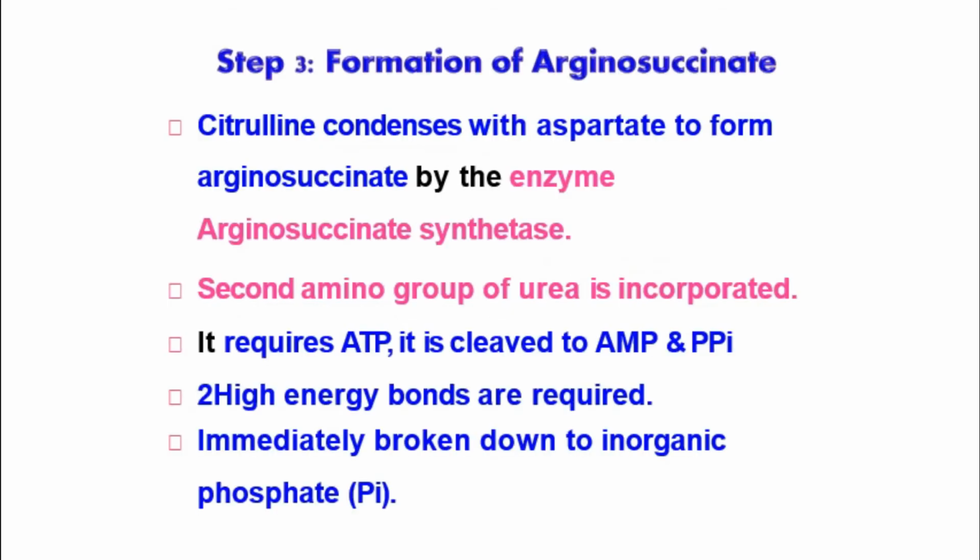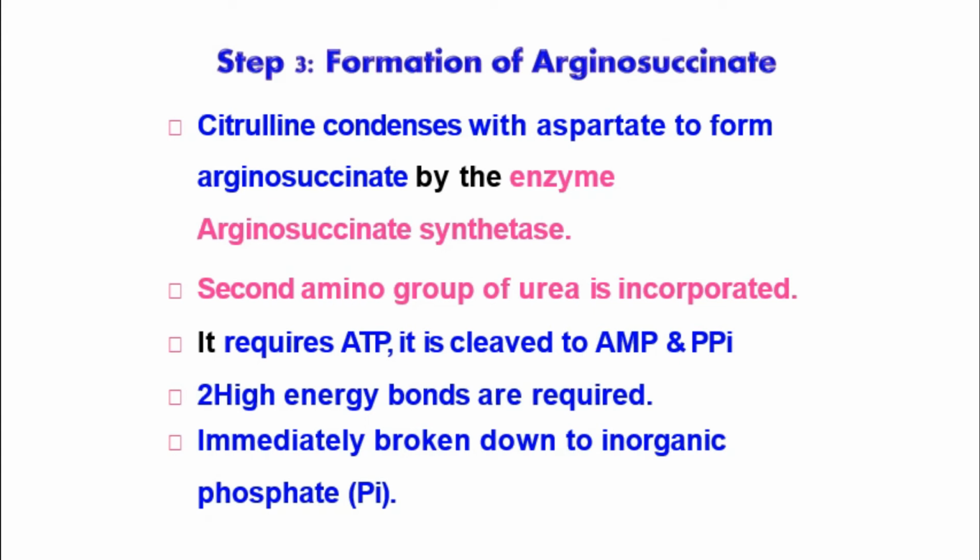Okay, the third step is formation of arginosuccinate. Now how will this be done? By condensing citrulline with aspartate. The enzyme that helps in this reaction is called arginosuccinate synthase. And during this process, the second amino group of urea is incorporated.